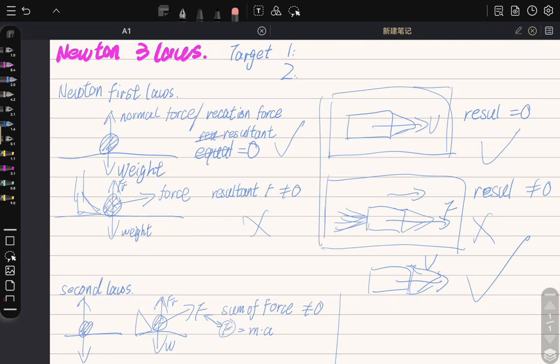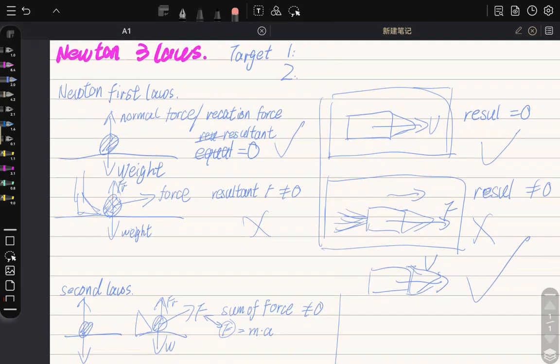I hope everyone can explain the Newton's 3 laws after the class. And target 2, I hope you can find a daily life example to explain the Newton's 3 laws. So here we go. Here is Newton's first law.